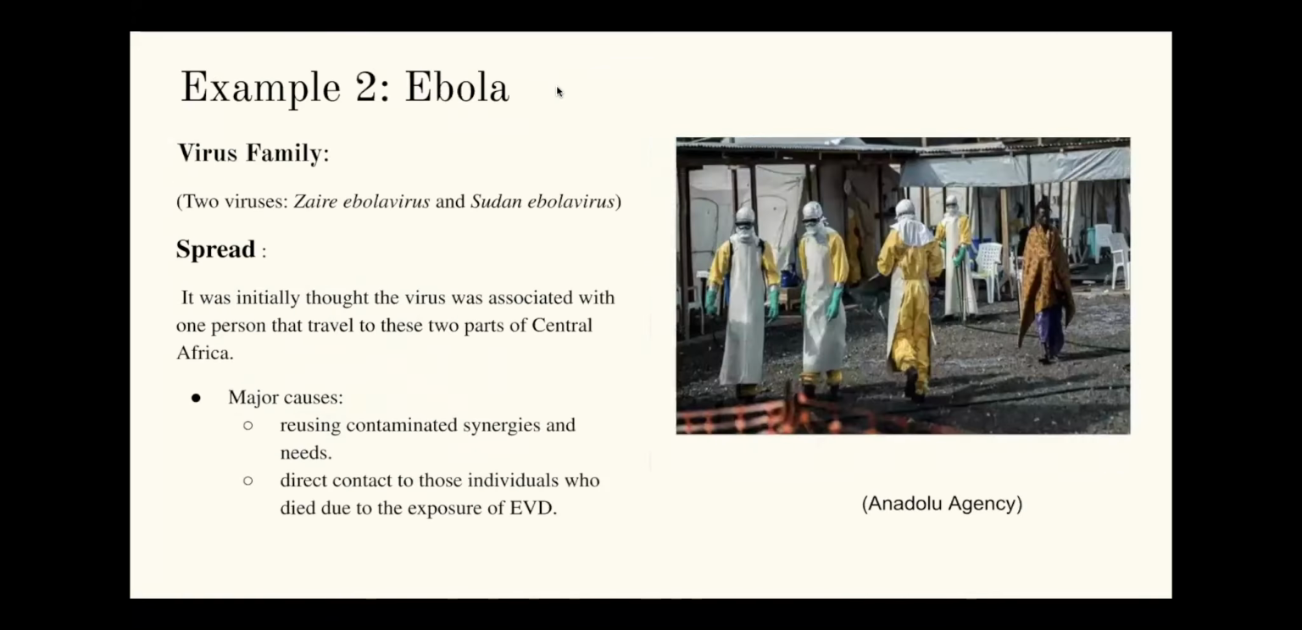The second example is Ebola. There are two viruses, Zaire Ebola virus and Sudan Ebola virus. It was essentially thought that the virus was associated with one person who traveled to different parts of Central Africa. The major cause of Ebola was the reuse of contaminated substances and objects, and also direct contact with individuals who died of Ebola virus disease.